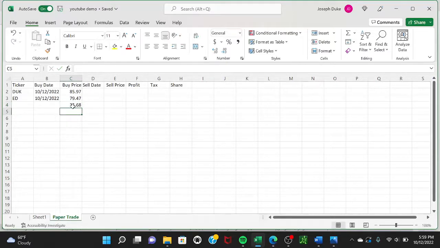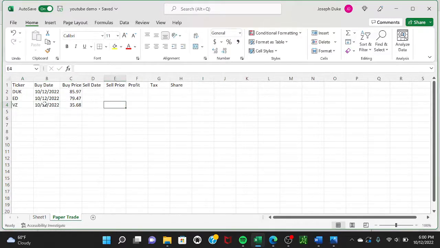Remember, this is paper trading. I'm not telling you to go out and buy this stuff. But this is the process. Everybody says do paper trading, you know, all that stuff, but nobody really walks you through it. This is how I would do it. We would start collecting data.